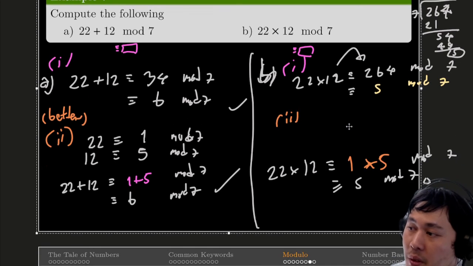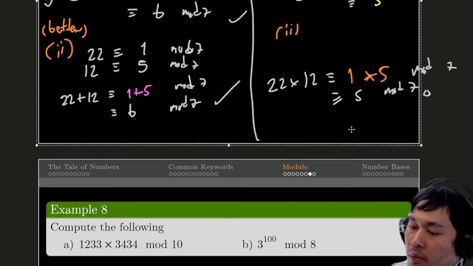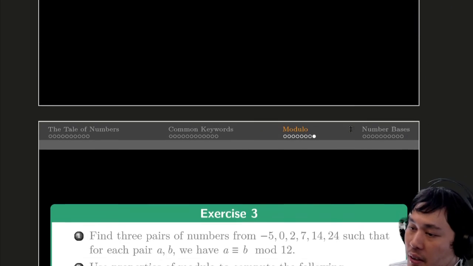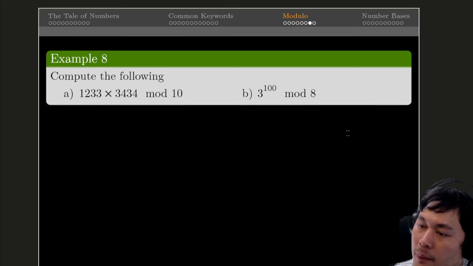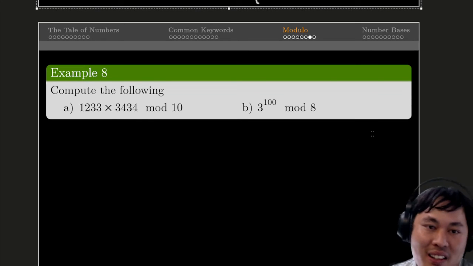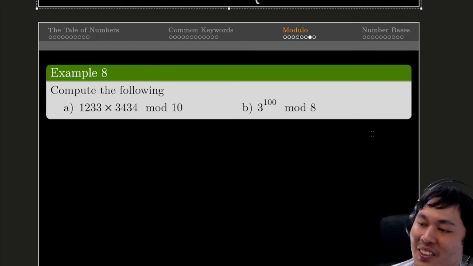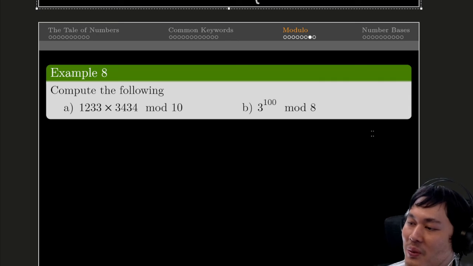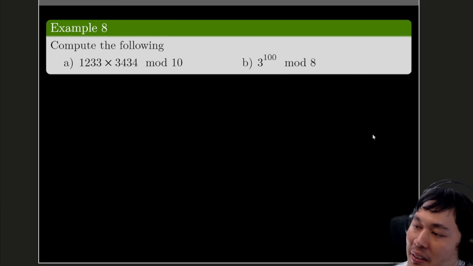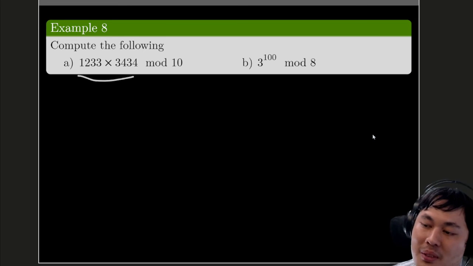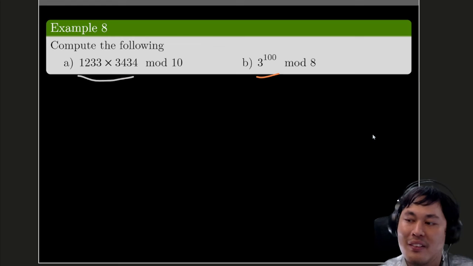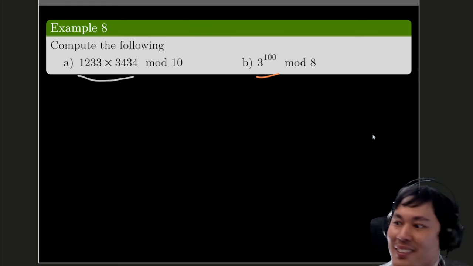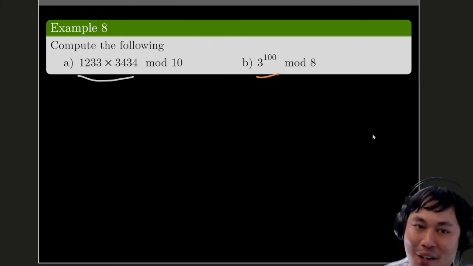So that's example 7. And that's the last one before the exercise. This is the reason why you shouldn't do multiplication first. For A, you have two large numbers and you do a product. Then for B you have powers, 3 to the 100. Is that going to take forever to do?